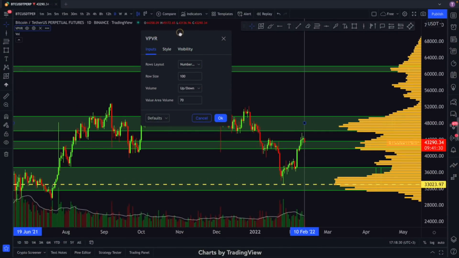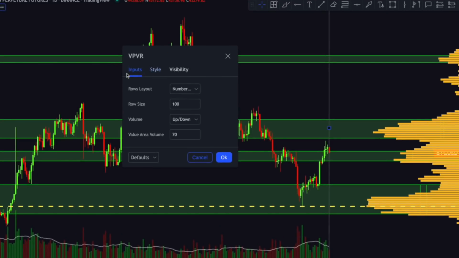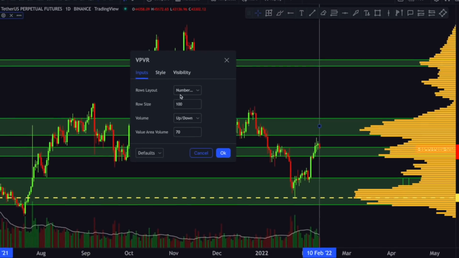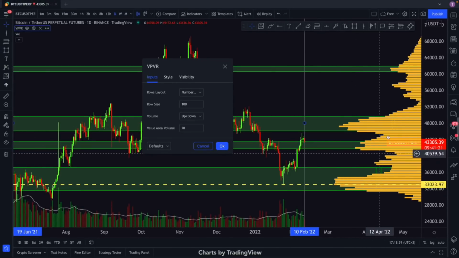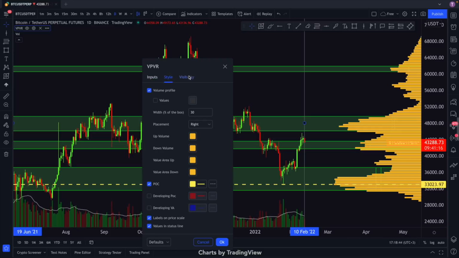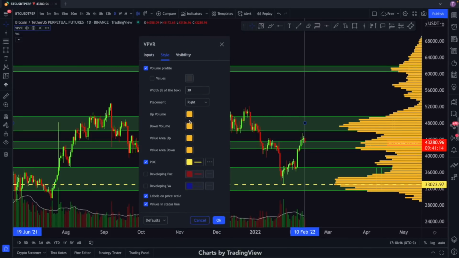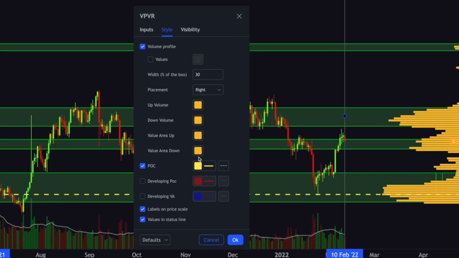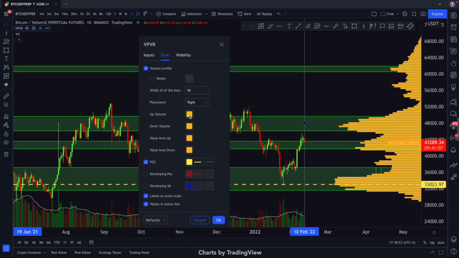My settings are like these for the input values. These settings are mostly just for visual presentation of the indicator and do not change critical values for you. I use a single color because I'm not interested in buying or selling volume. All I care about is the total volume for the price levels.